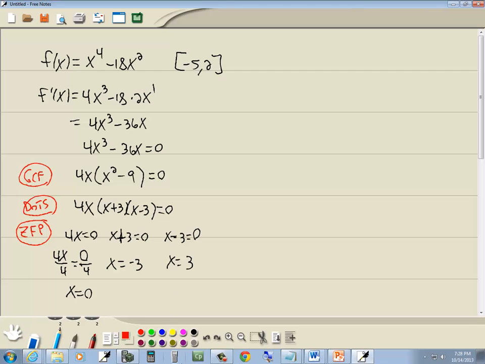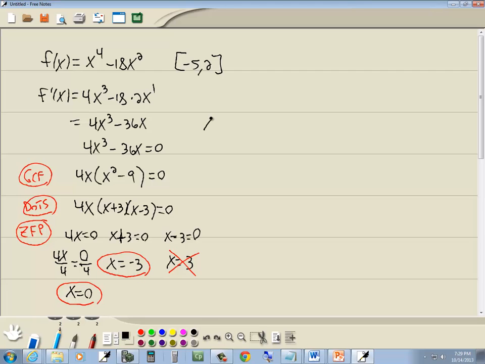Now we only want to keep our critical values that are in our range of values up here. We're looking in the interval from -5 to 2. Well, 0 is in that range, so we'll keep that one. -3, that's in that range of values, so we'll keep that one. But +3 is greater than 2, so it's not between -5 and 2. So we'll cross that one off.